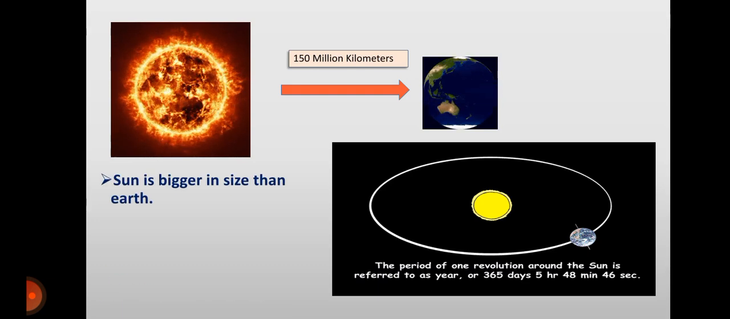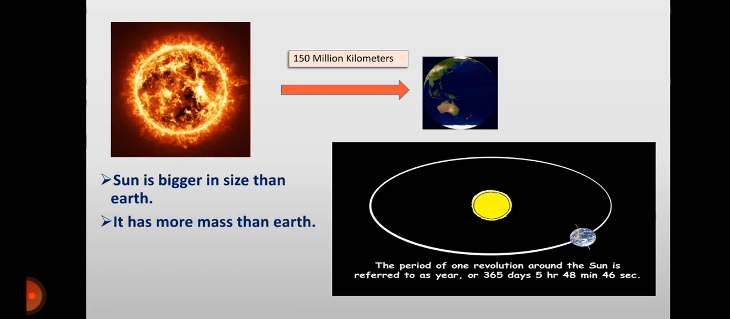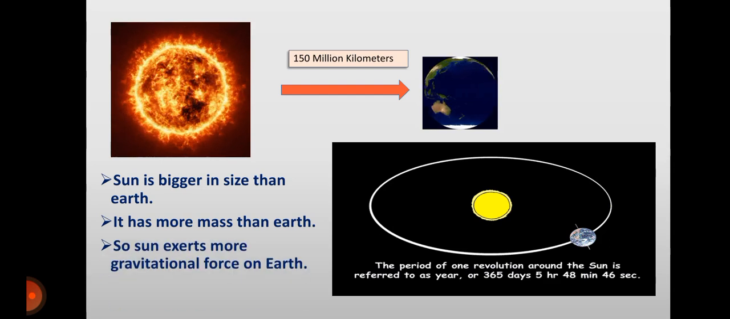The Sun is bigger in size than Earth, so obviously it has more mass than the Earth. Now, going back to our previous chapter of force and magnetism, we studied that force depends on the mass of the object. Over here, the Sun is heavier, bigger, and has more mass than the Earth. So obviously, the Sun exerts more gravitational force on Earth than Earth exerts on the Sun.